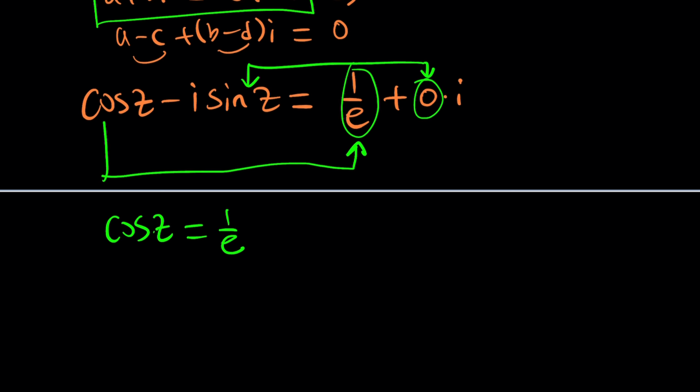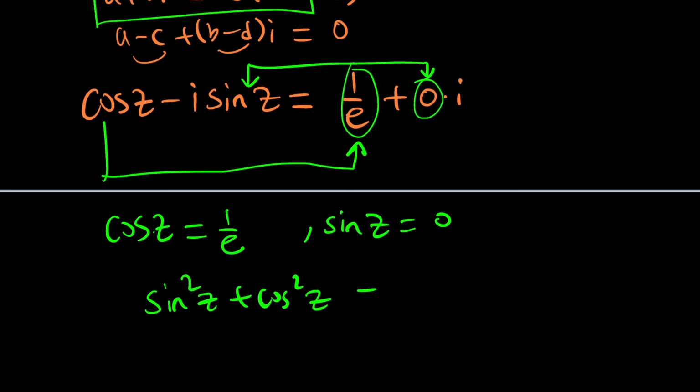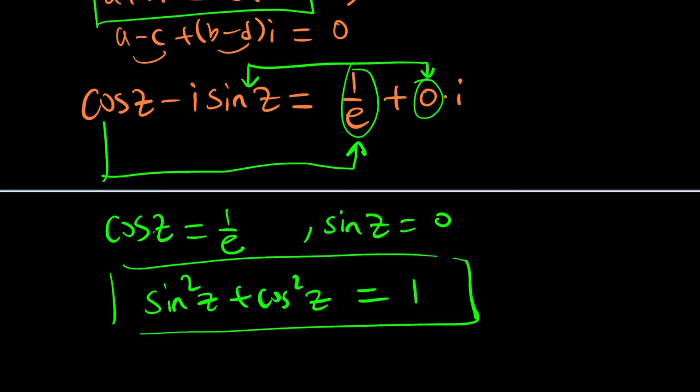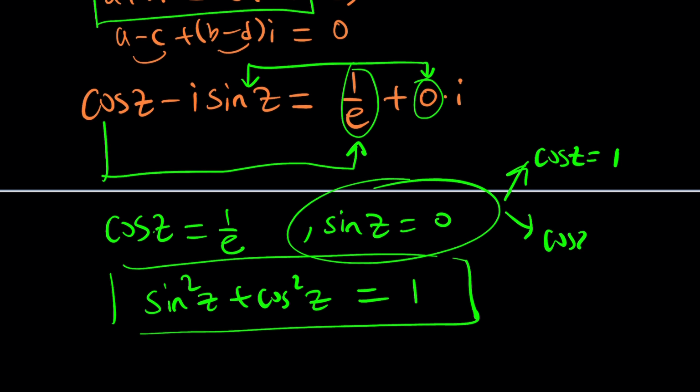And when cosine z is 1 over e, sine z cannot be 0, because think about it. No matter what z is, real or non-real, sine squared plus cosine squared is always equal to 1. Always, always, always. Okay? So what does that mean? That means that if this is true, then cosine needs to be 1 or negative 1. But that's not the case. So we arrive at a contradiction, which means that this can't be happening.